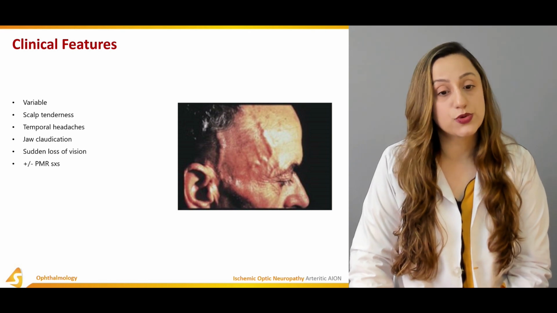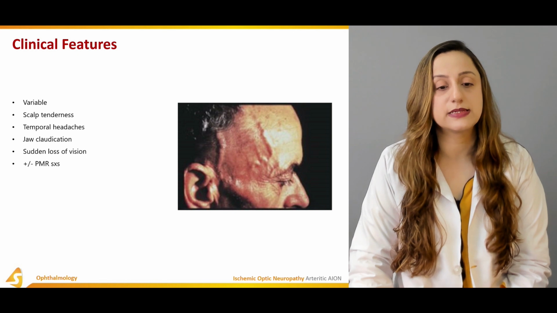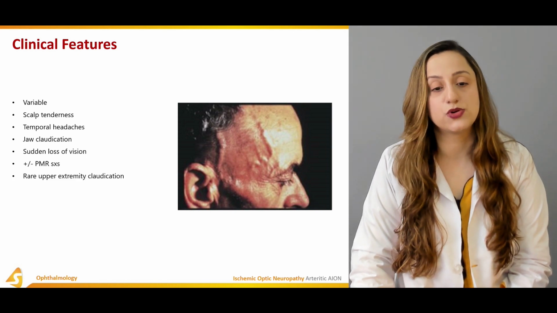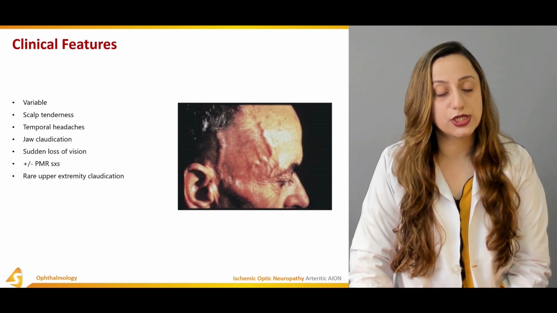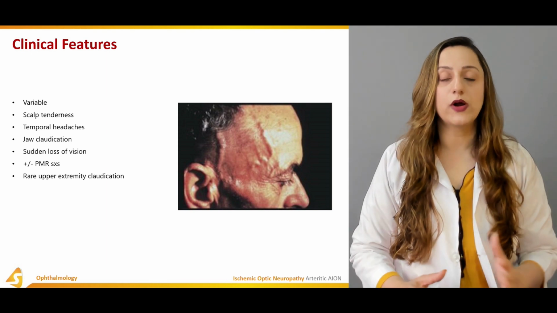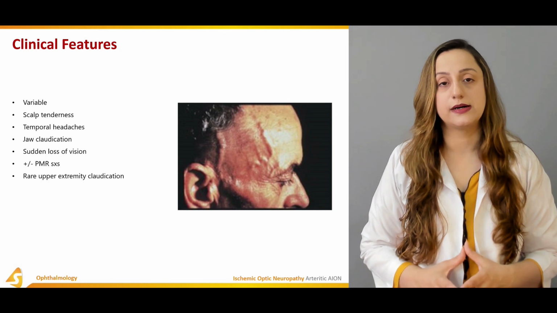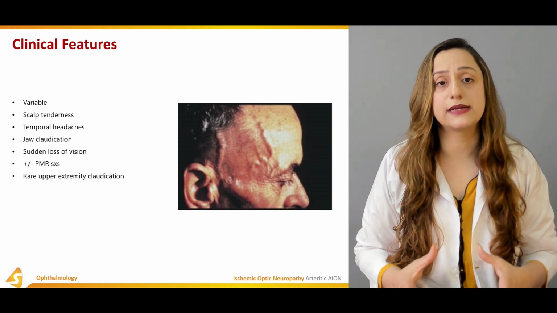PMR symptoms are also involved. It can be a plus minus; they are sometimes seen and sometimes not seen in these individuals. A rare upper extremity claudication. So basically this claudication is arising due to the arteries that are involved.